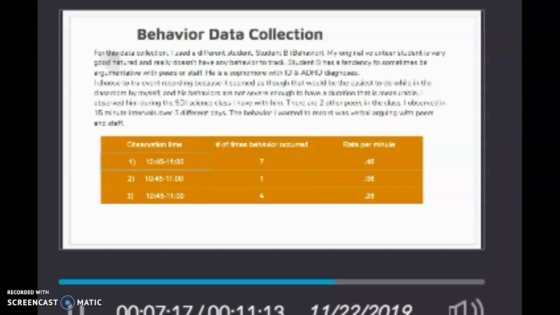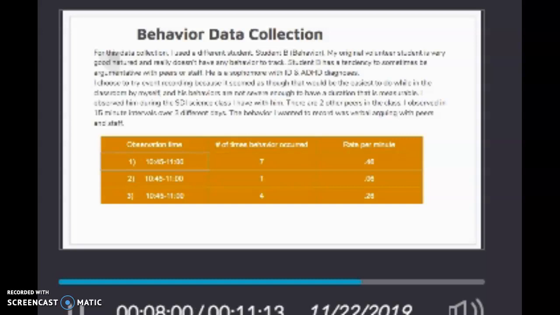I wanted to track his argumentative behaviors, and I chose to try event recording because it seemed like that would be the easiest to do while I was in the classroom by myself, and his behaviors aren't really severe enough to have a duration that is measurable. I observed him during the specially designed instruction science class with 2 other students. I observed in 15-minute intervals on 3 different days. And this is just verbal arguing with either a peer or staff.